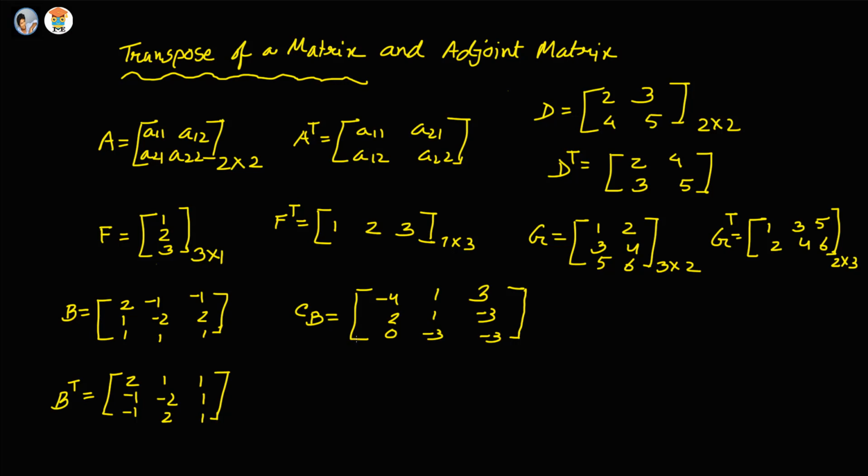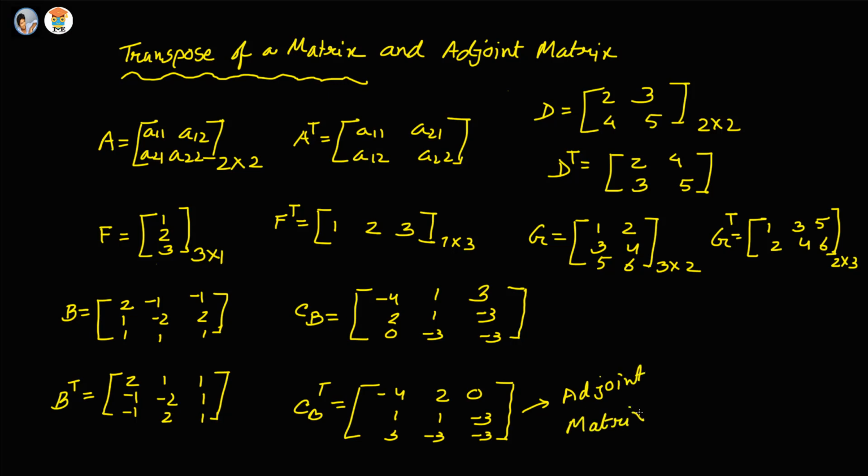Now if you transpose this matrix, say CBT, we will have the first column turned into the first row, -4, 2, 0. The second column will be turned into the second row, 1, 1, -3, and the third column will be turned into the third row, 3, -3, -3. Now this matrix has a special name, which is known as adjoint matrix.